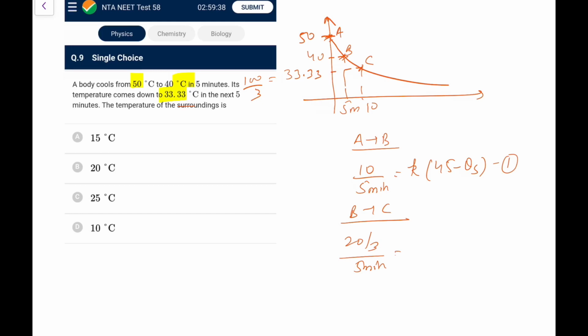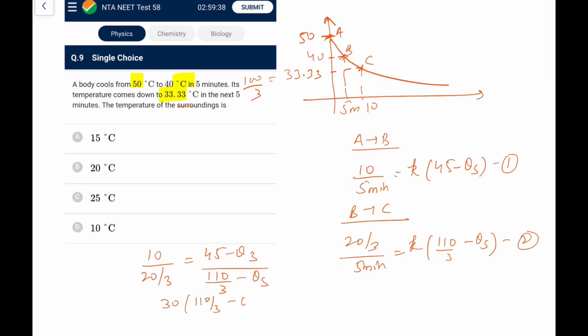Time is 5 minutes. And K, what is theta average? So 100 by 3 plus 40 divided by 2, what we will have, 220 by 3, so 220 by 6 or 110 by 3 I should write. So now divide the both, what we will have, 10 upon 20 by 3 equals to 45 minus theta s upon 110 by 3 minus theta s. So let it be 30 above, so 30 into 110 by 3 minus theta s is 20 into 45 minus theta s, not theta 3, this is theta s, okay.